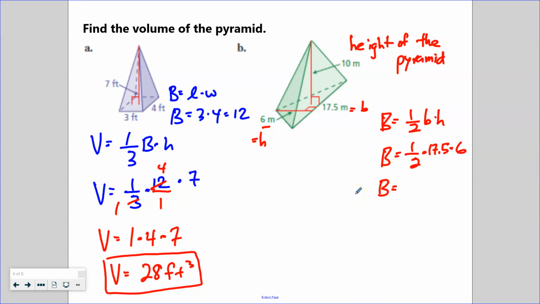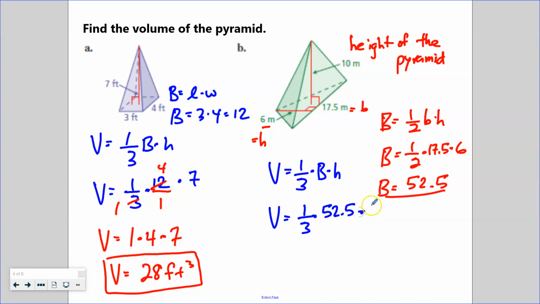Right? So this is where I grab a calculator as well as you probably. And we say 17.5 times 0.5 times 6. And we get 52.5. But we're not done yet. We need that. So come over here. Volume equals 1/3 base, area of the base times height. I'm going to use 10, right? Because 10 is the height of the pyramid.